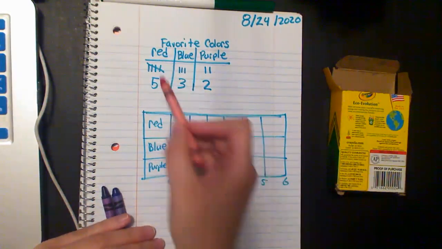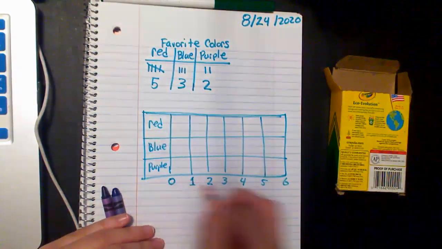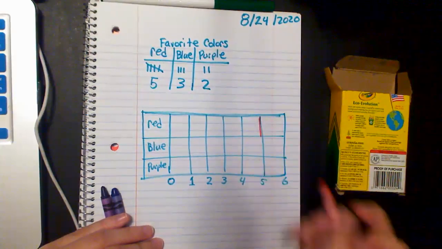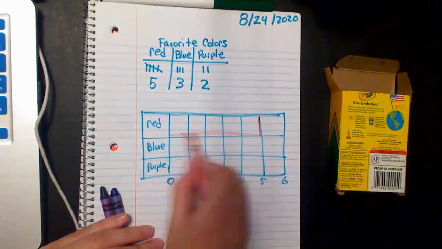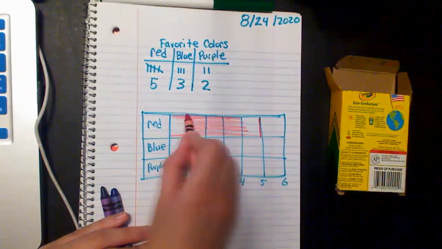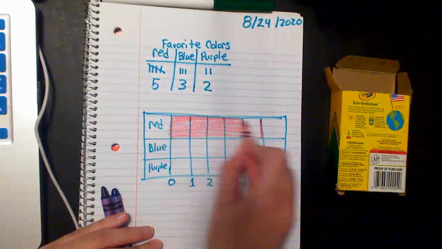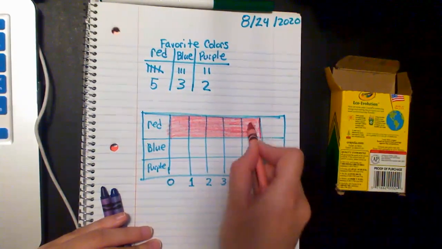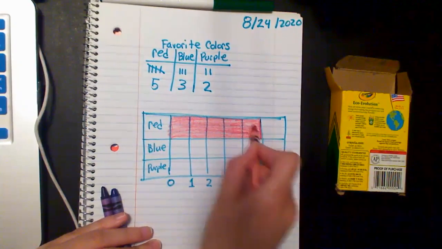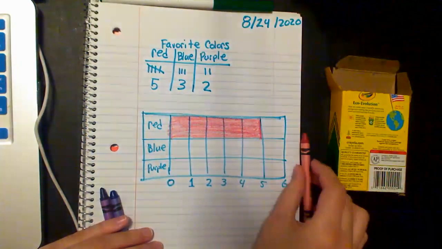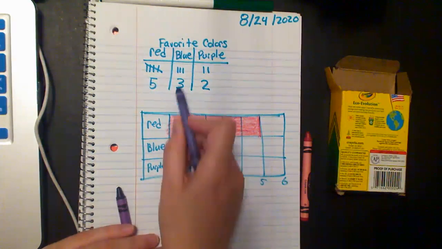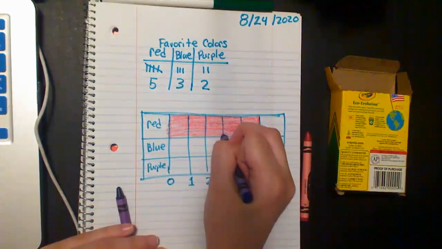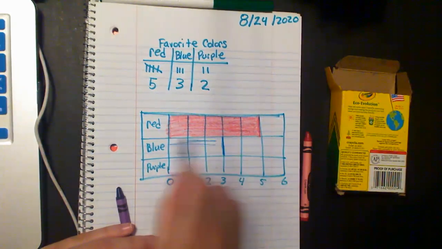So for red, we have 5. So I'm going to look for the number 5, and I'm going to stop at this line here for red. So I'm going to color in this portion of my graph red. Okay, and then blue. So for blue, we have 3. So I'm going to go to number 3. That means I need to stop right here. And I'm going to color that in.